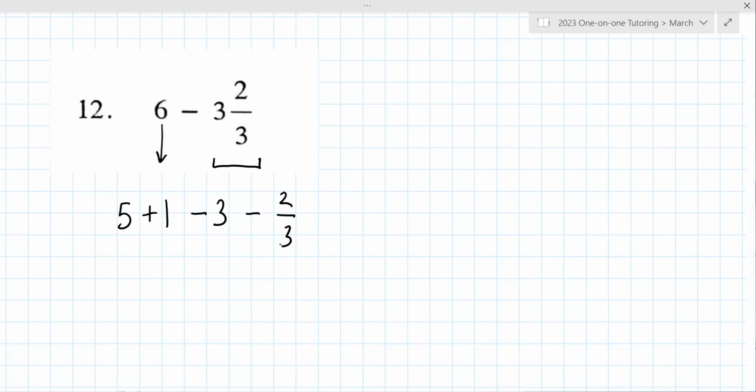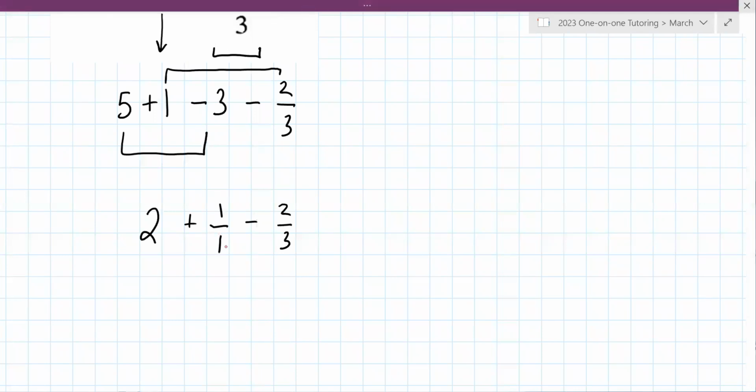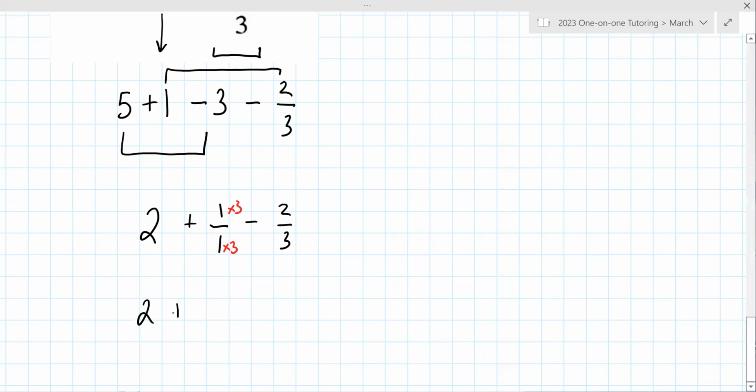What is 5 minus 3? 5 minus 3 is 2. And then we've got this 1 minus 2/3. So I'm going to write it over here, 1 minus 2/3. You're going to rewrite the 1 as the same fraction bottom as on the right. So you can think of 1 as really being 1 divided by 1, and you're going to multiply the top and bottom by 3. So it ends up being 3 over 3 minus 2 over 3.